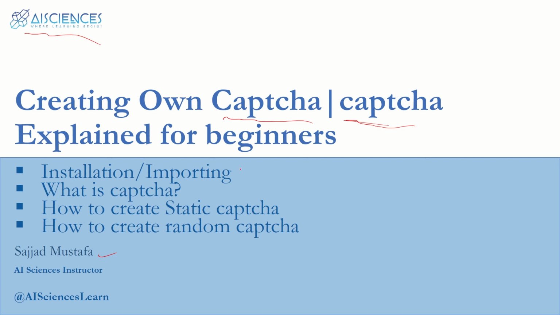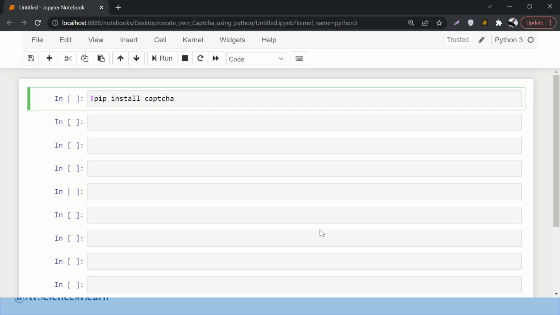So the agenda is the following. First of all, we will install the library, then we'll see what a captcha is, and then we'll see how we can create a static captcha. Let's say we always want to create a captcha in which we want to write AI sciences. This is called a static captcha. And also, how can we create a random captcha in which there's always a randomly generated number? Let's say once there was a captcha in which it was 777. Next time there was a captcha in which the number was 1231, right? So how can we generate a random captcha as well? These are the things that we are going to learn, and as usual we are going to learn it by using Python.